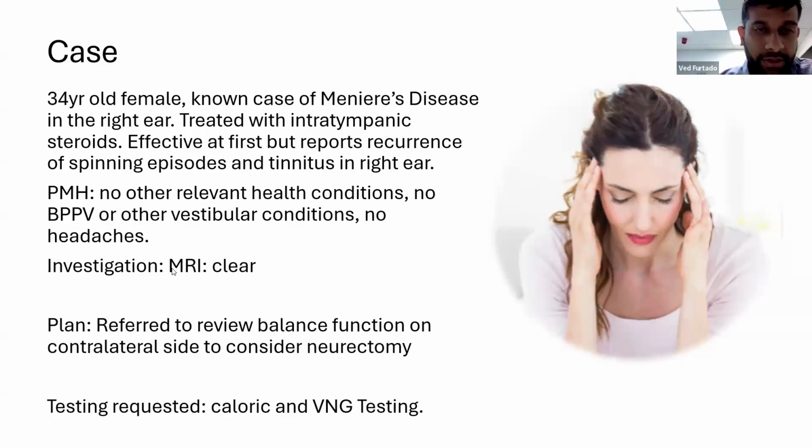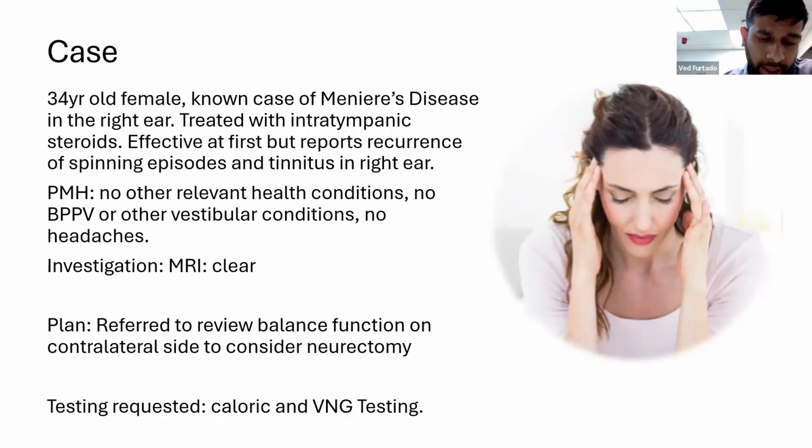So she was treated with some intratympanic steroids initially, which seemed to work quite well for her. But a few days before the referral, she started experiencing episodes of spinning with some intermittent dizziness, which wasn't always movement related, and tinnitus in the right ear as well. She had no other relevant health conditions. There was no BPPV, no migraine, no other vestibular conditions apart from Meniere's, which was diagnosed. Her MRI scans were clear, and due to the recurrence of the symptoms, vestibular neurectomy was being considered.